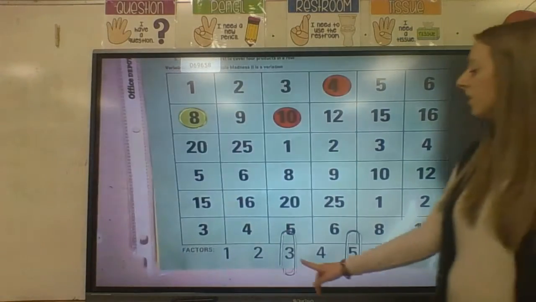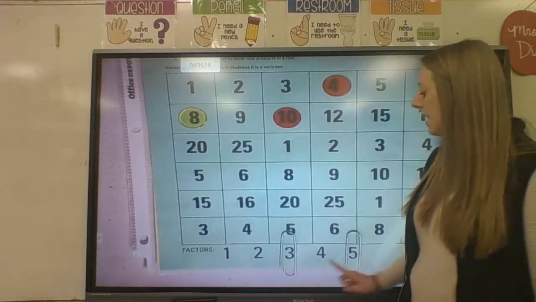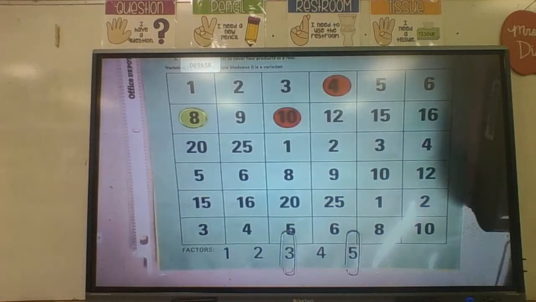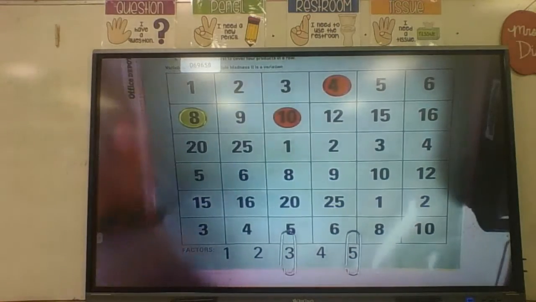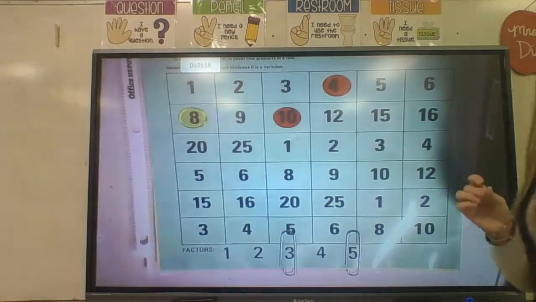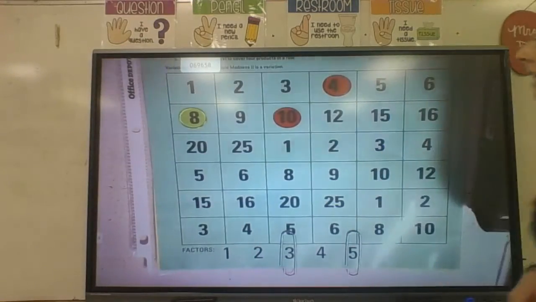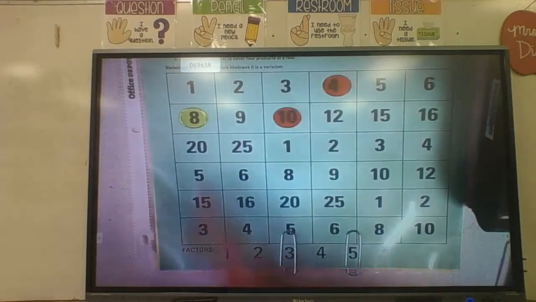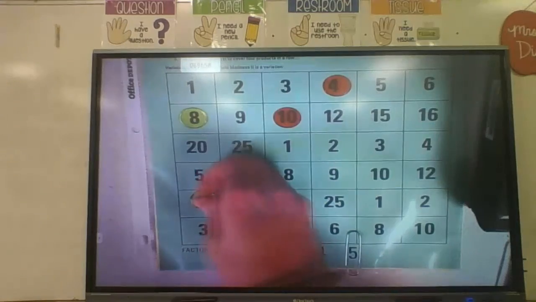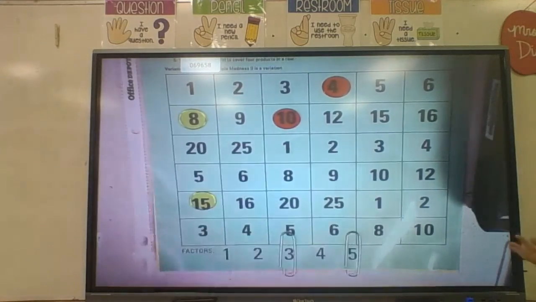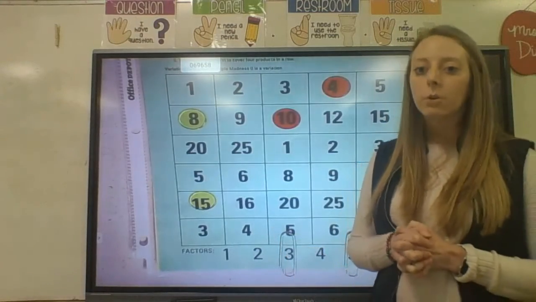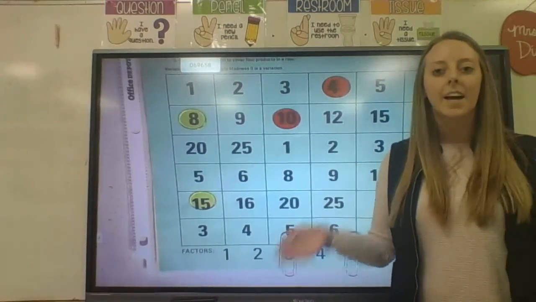So now player 2 needs to multiply 3 times 5. What's 3 times 5? Good. 3 times 5 is 15. So they would take their yellow counter, because remember it's player number 2, and they would find a 15. Remember, you want it to be close. So I'm going to go right here for player number 2. And you would just keep alternating back and forth between player 1 and player 2 until one of you got 4 in a row. And that's how you play Multiple Madness.